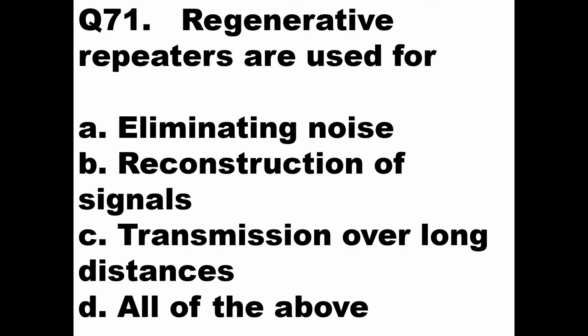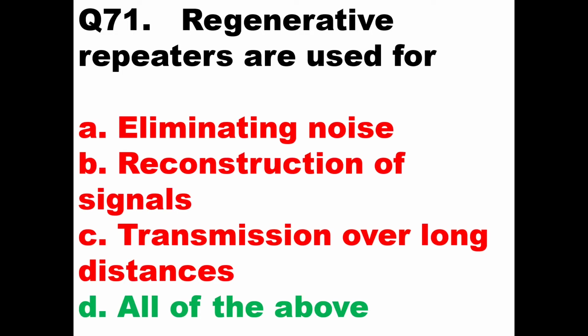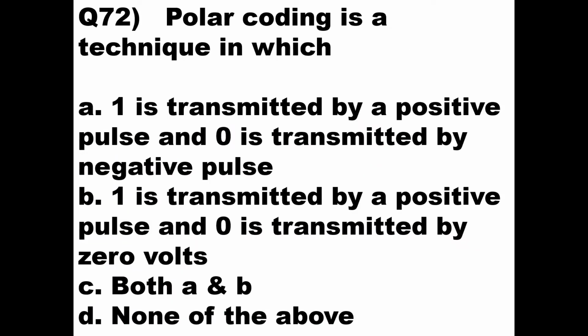In digital transmission, we use a regenerative repeater. Because we can generate a new pulse, we are eliminating the noise which had occurred till then. Okay, and also because we are able to regenerate a new pulse at various intervals of our transmission line, we can pass this information over long distances. That means all the first three reasons, eliminating noise, reconstruction of signals, and transmission over long distances, all of the above are the factors which are related to regenerative repeaters. Okay, so here the answer will be all of the above. Okay, then we'll go to question number 72.